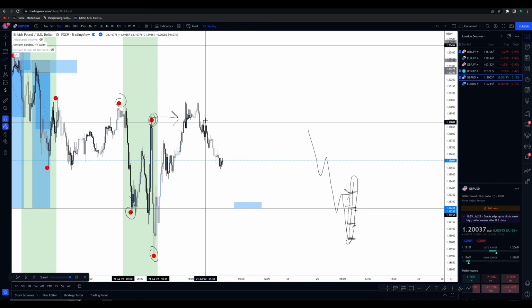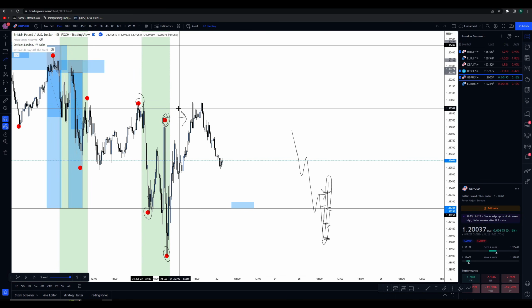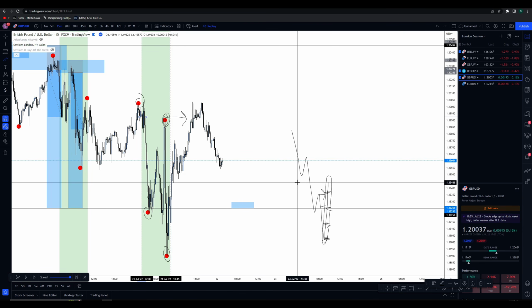It's totally fine to look at the charts, but you're not supposed to be trading during the time which is not in the range from 3 or 2 to, I think it's 8 or 9 for me, so 8 to 9, something like that.